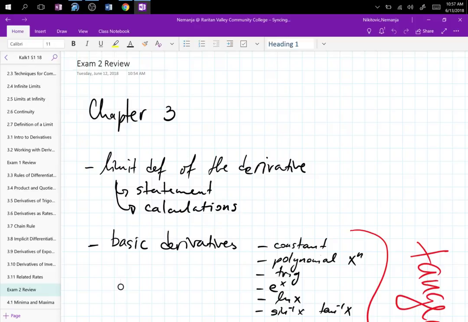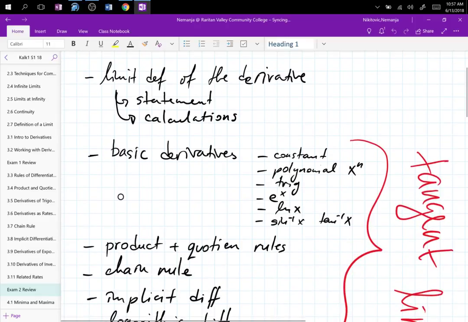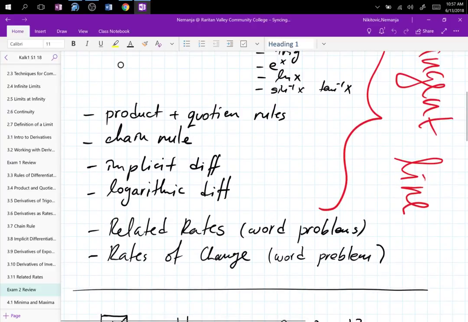So we have the limit definition of the derivative, which is a statement, and the way to do it, which is 2.3 calculation actually. Then we have taking basic derivatives, which is constants, polynomials, rational radicals, ln, e to the x, trig, and all of that good stuff. Product, quotient, chain rules, implicit differentiation, logarithmic differentiation, related rates, word problems. I said probably two problems, one that is very easy and one that is kind of medium spice.